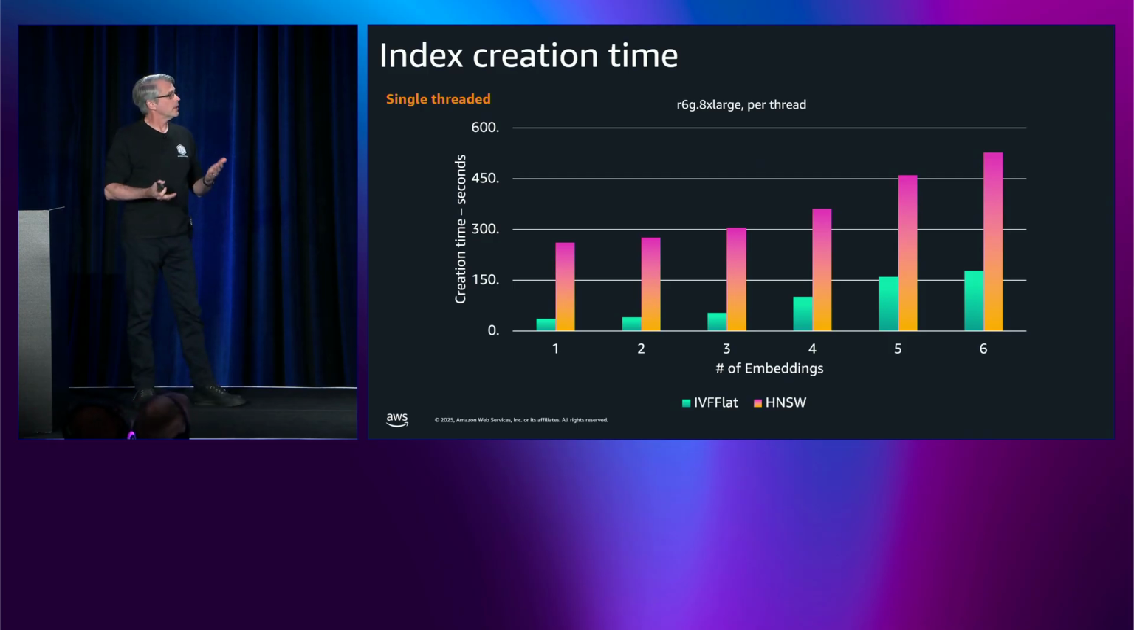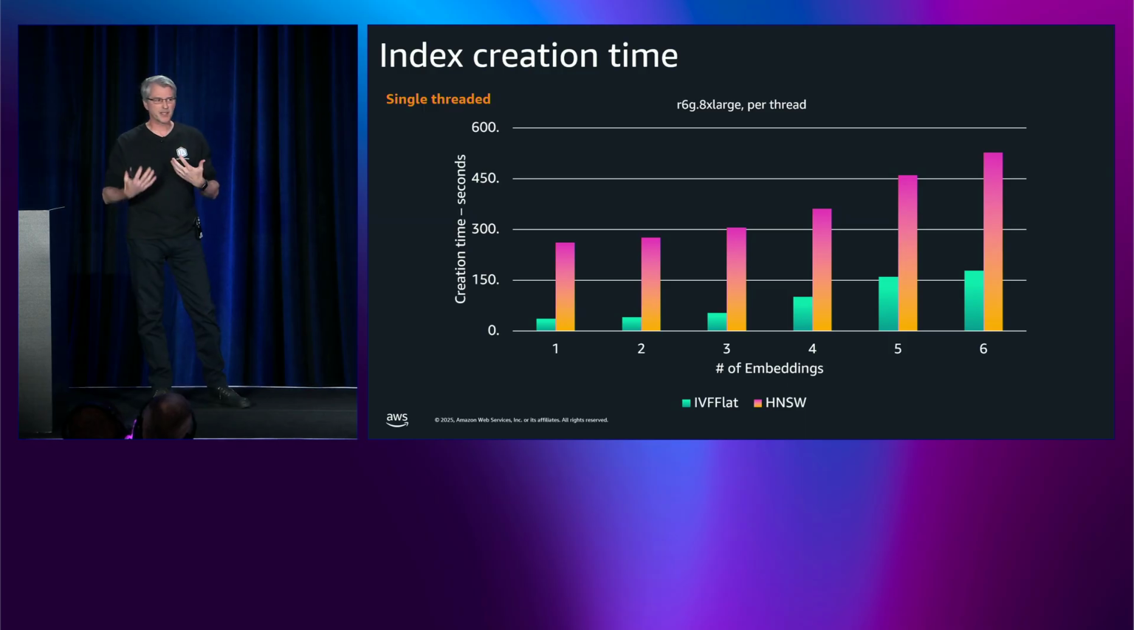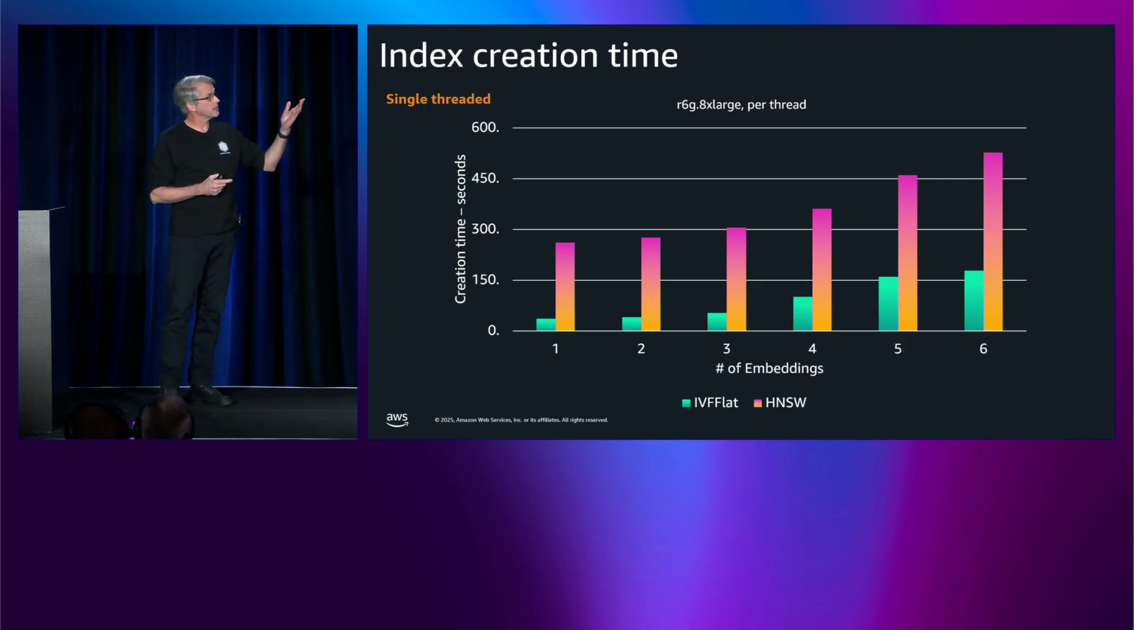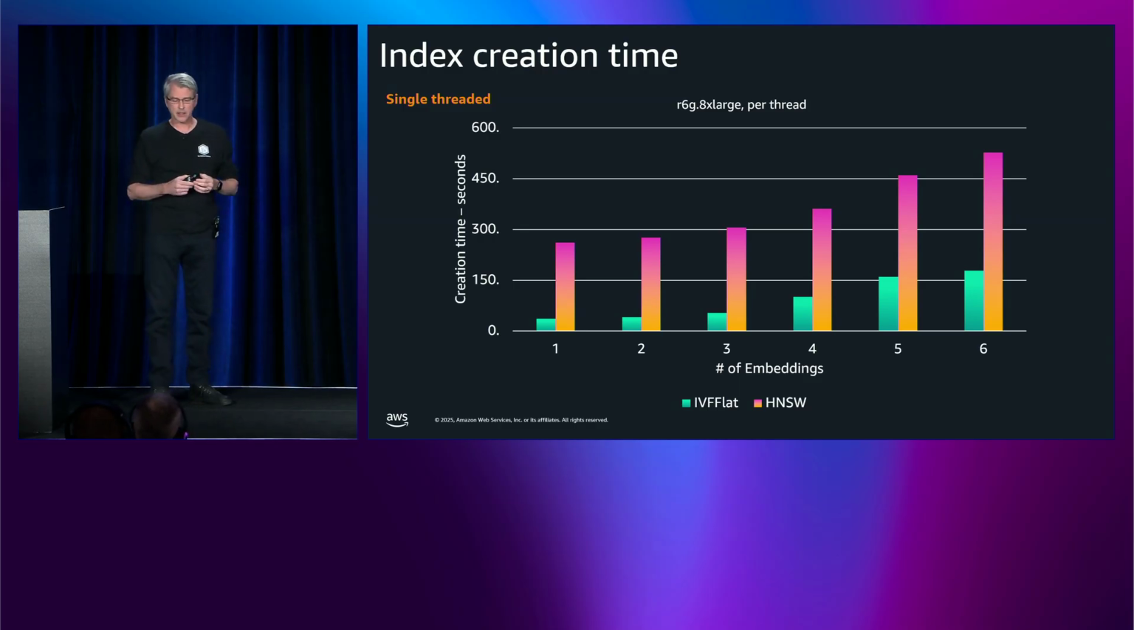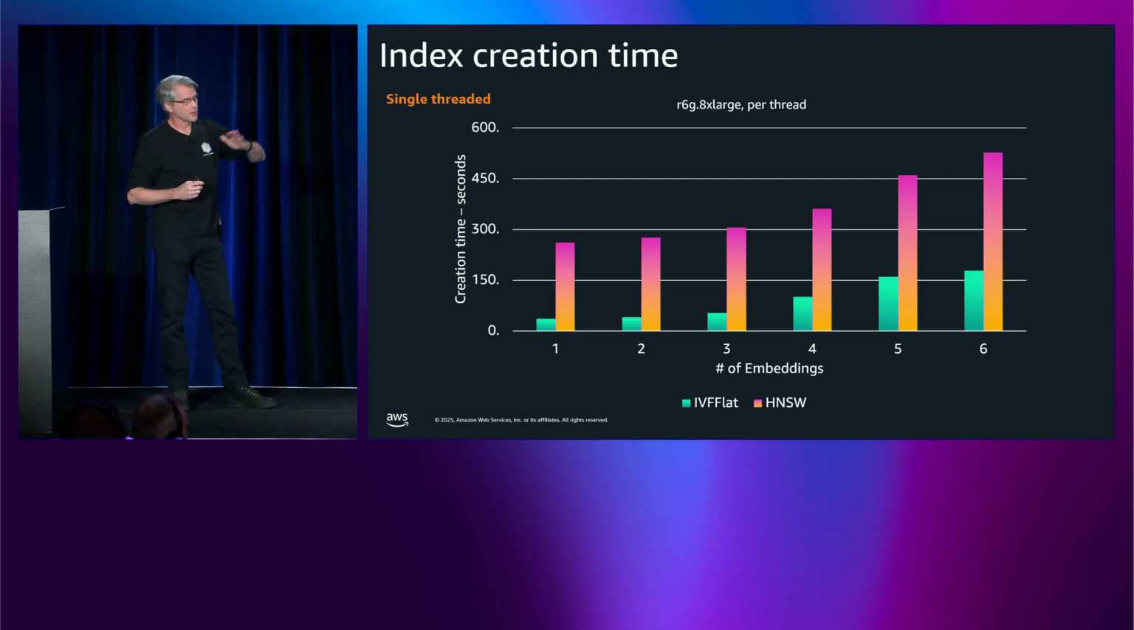Just a little bit of information about index build times or index creation times. There are some pretty significant differences. So if you're going to be building or creating indexes a lot, this could factor into that. This particular test was run on an 8XL instance, and what you see here is the number of embeddings. Remember, Cody showed you the human readable text, and then the arrays of numbers, those embeddings. So we've got 1, 2, 3, 4, 5, 6 embeddings. The green bar is IVF flat, the other bar is HNSW.